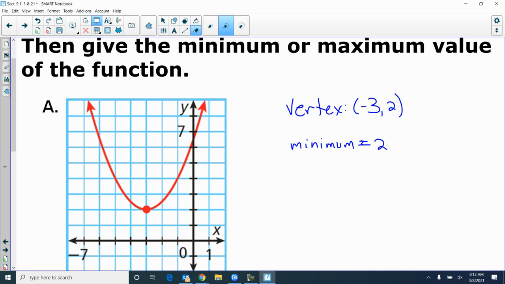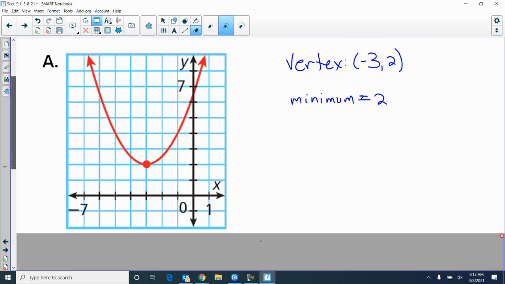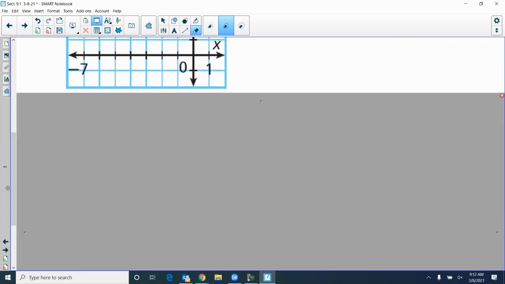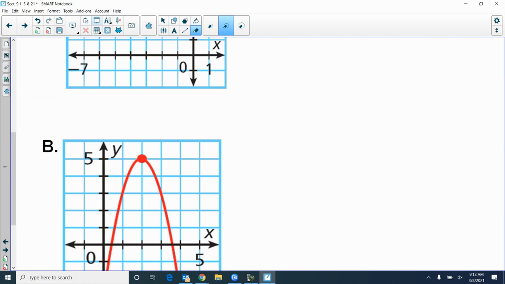All right, now take a look at that one next to it. Don't make this too hard. Jordan? 2, 5. Vertex is 2, 5. Good. And Jordan, does it have a maximum or minimum? Maximum. And what would it be? 5. The highest point is 5. The highest spot on that. So the maximum equals 5.